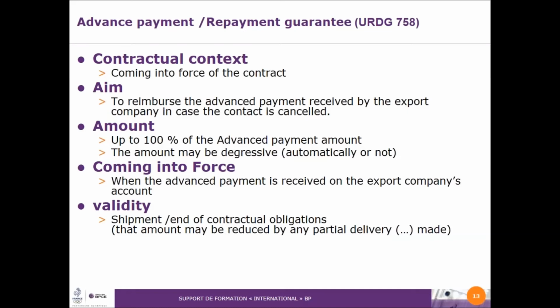And here you may note that the amount of the guarantee may be digressive, which means that, for example, if in the contract you have to ship goods 2 or 3 times, then you can specify in the guarantee that with each shipment made, the guarantee is digressive.